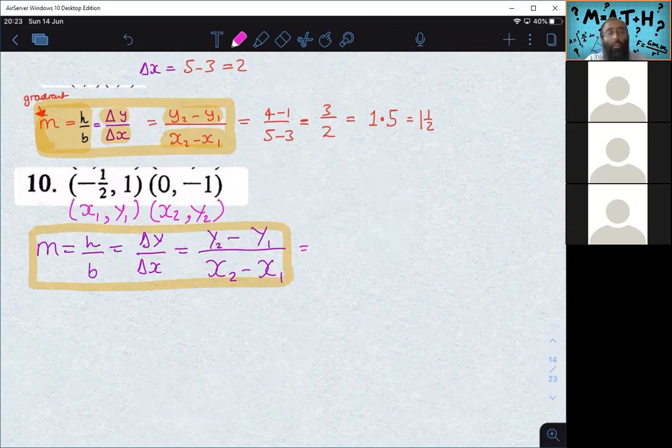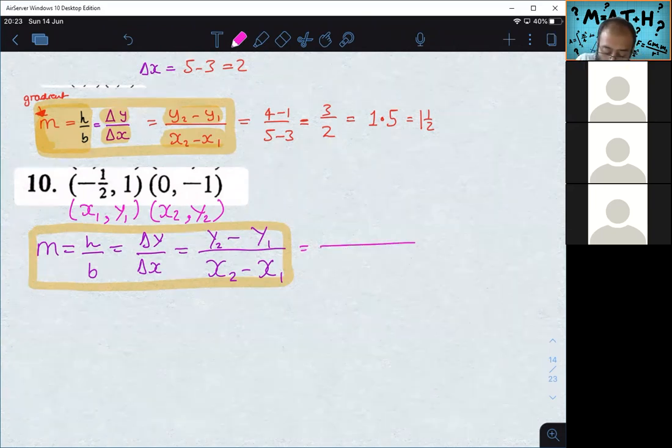Layla, can you feed the values for me, please, into the equation now? So what goes where? Let's start with y2. Remember, y2 minus y1. So what's y2? -1, take away 1. Yes, that's right. Excellent. And then 0, take away a half. Are you sure it's 0 take away a half? Minus a half. Sorry. That's better.